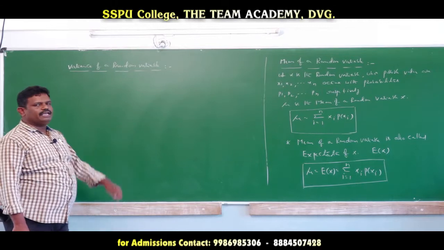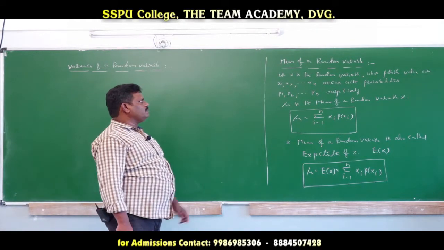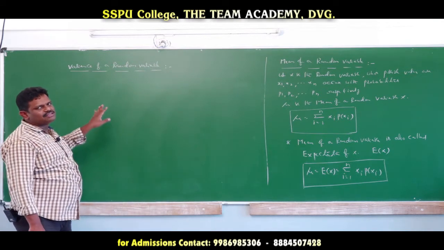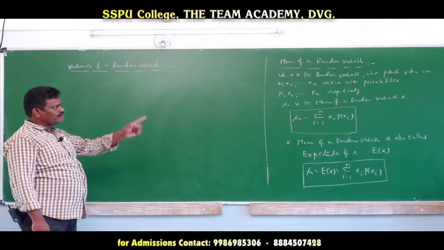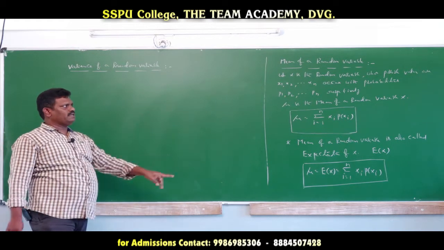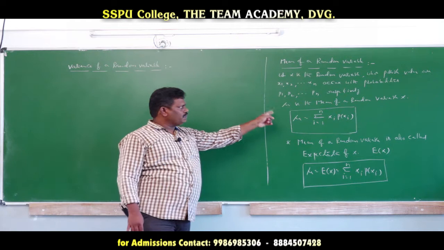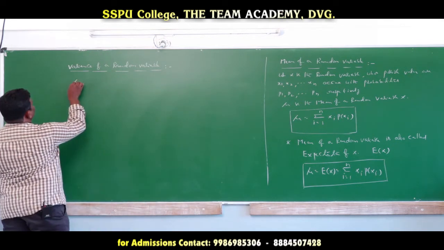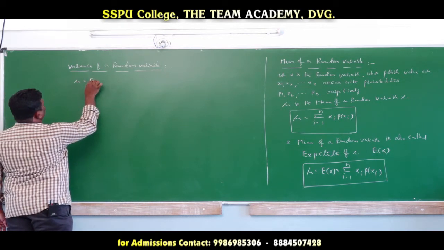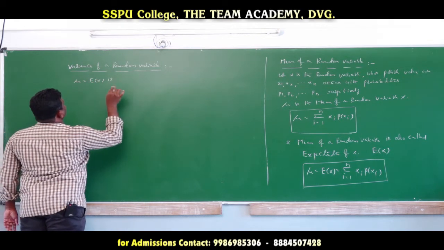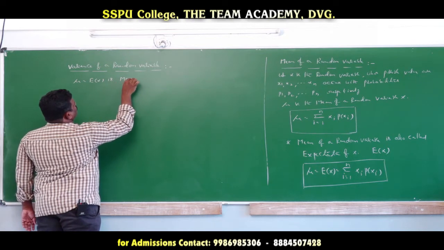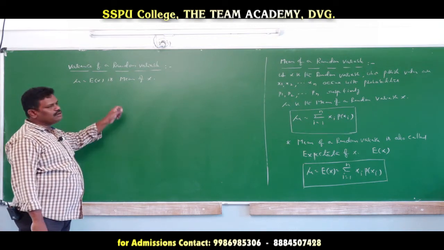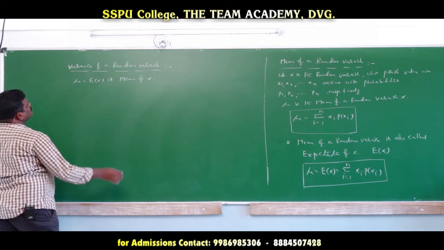Now we have defined the mean of a random variable. So this is the mean of a random variable. Next, the variance of a random variable. Here also the same definition: let x be the random variable whose possible values x1, x2, and so on up to xn occur with probabilities p1, p2, and so on up to pn. Here mu, or the expectation of x, is the mean of x.